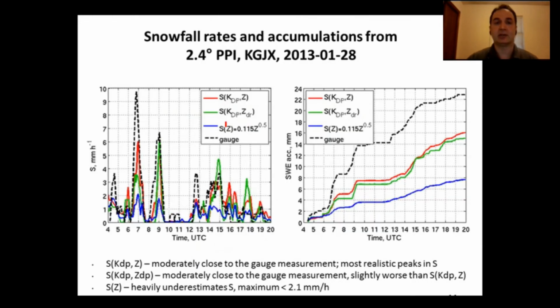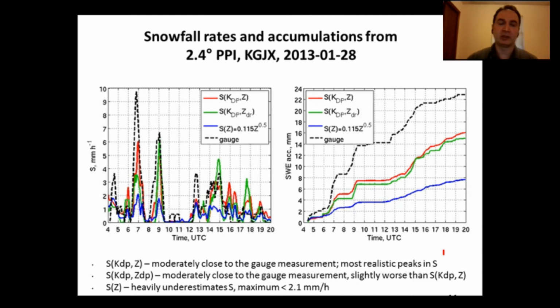But the instantaneous snowfall rate on the left side panel and the accumulation on the right-hand side panel show that the polarimetric estimates, which are the red and green lines, are actually showing a moderate underestimation, whereas the blue line, which is the standard S to Z relation tuned for this region, shows really high underestimation of the amounts. Snowfall rates are really low, not exceeding 2.1 millimeters per hour for the standard S of Z estimates, whereas S of KDP, Z actually shows the most promising result and probably the best comparison with the ground measurement. But as you can see from this first part of the storm, when we have probably more aggregated snow, there is some underestimation, and then later there's some overestimation. Overall, it's moderately underestimating the whole event.